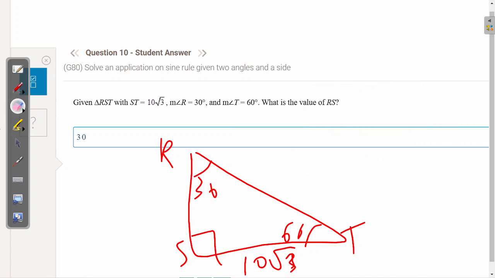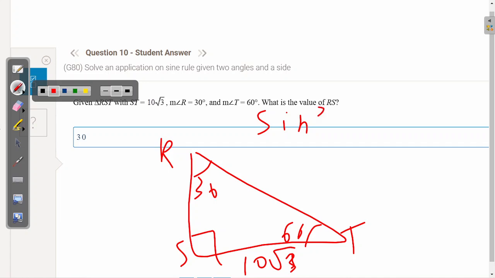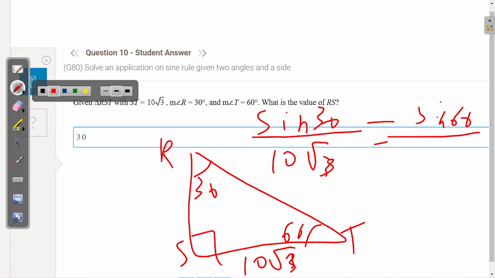Another way of doing it is using the sine rule, which is the sine of 30 over the opposite, which is 10 radical 3, equals sine 60 over RS. You'll also get the same thing.